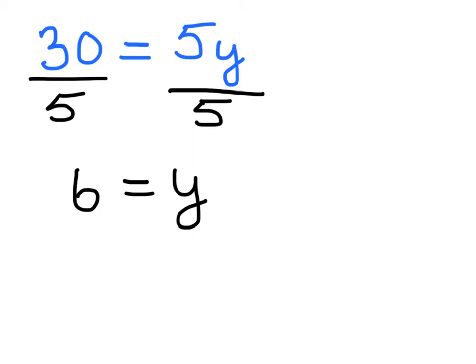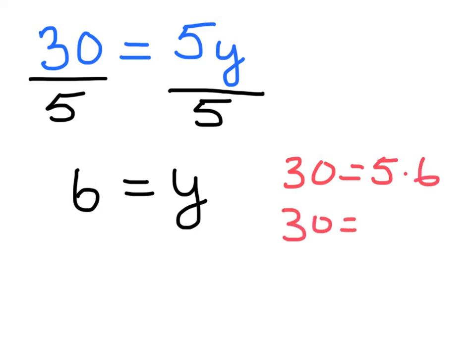Now, in order to check my work, I'm going to substitute to see if this statement is true. 30 equals 5 times 6. 30 is on this side. I'm going to simplify 5 times 6 to 30, and my answer is true.